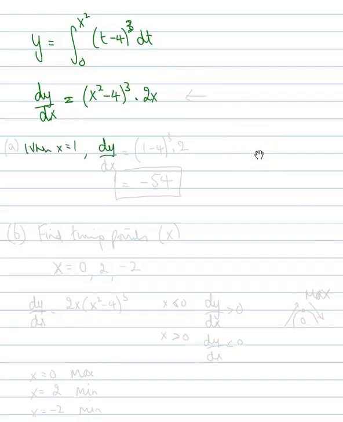So when x equals 1, dy/dx equals (1 minus 4) cubed times 2. 1 minus 4 is minus 3. Minus 3 to the power of 3 is minus 27, times 2 is minus 54.